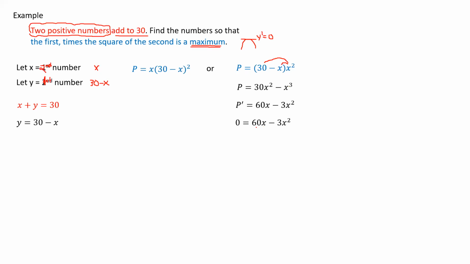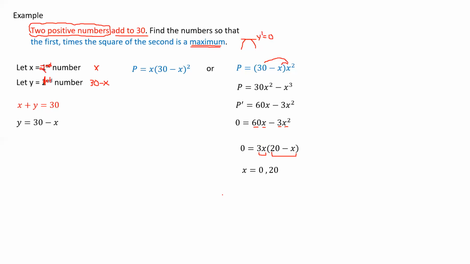I have a common factor. 3 goes into both of those. x is common to both. When we pull out the 3x, we get 20 minus x. Let's just double check: 60x, 3x squared. All right, what would make this 0 and what would make that 0? I'm getting 0 and 20.